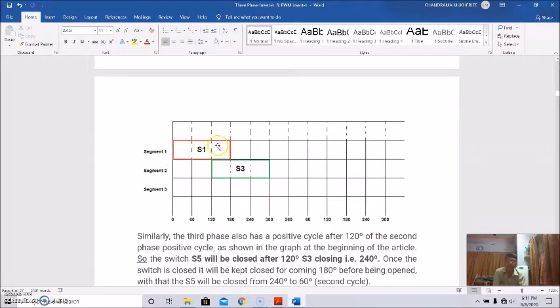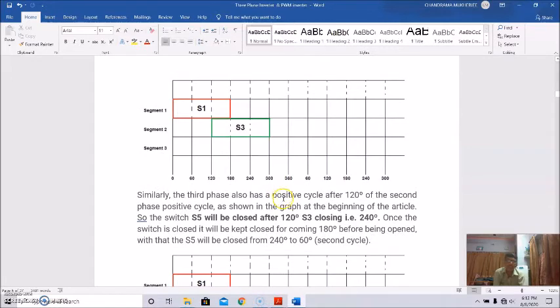So for segment 1, S1 is closed for 180 degree, but then the phase difference between A and B phase is 120 degree. So after 120 degree, the positive half of the second phase voltage will be there. So the second phase of operation is S3 and S4. So S3 will close from 120 degree to another 180 degree, that is up to 300 degrees.